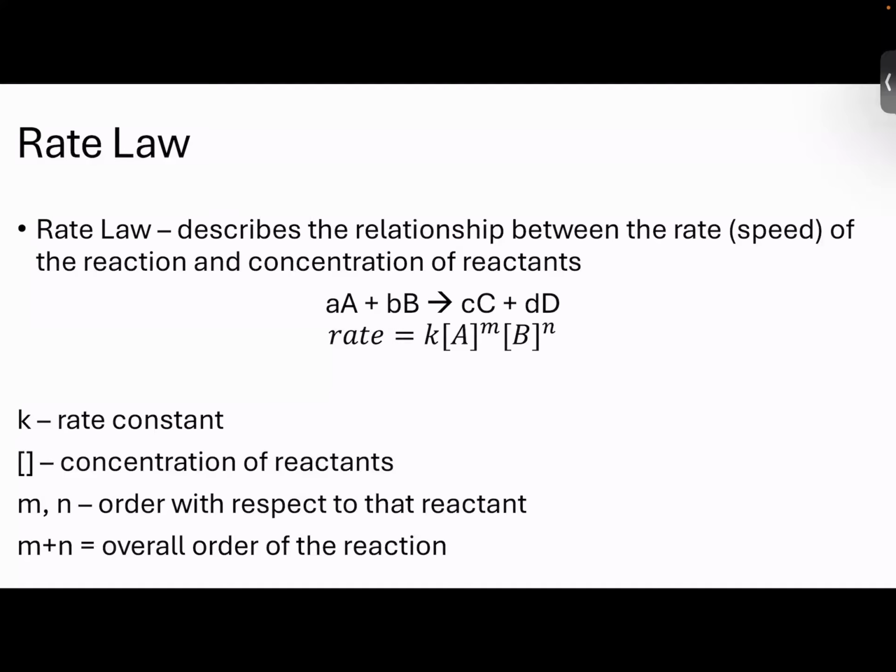What we need to do is specifically be able to figure out the order of each of those reactants. And that is where the method of initial rates comes in, or the integrated rate laws come in. Those are the two methods that allow us to determine those superscripts of m and n, respectively.